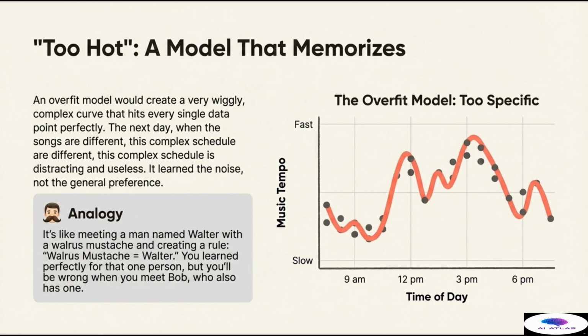The analogy helps illustrate this point perfectly. If you meet a man named Walter with a walrus mustache and create the specific rule, walrus mustache equals Walter, you have achieved perfect accuracy for that single data point. But the moment you meet Bob, who also has a walrus mustache, your rule fails spectacularly. You learned the specific detail, the mustache, instead of the general characteristic of a person's identity. That is the essence of an overfit model: too specific, too noisy, and lacking in generalization.